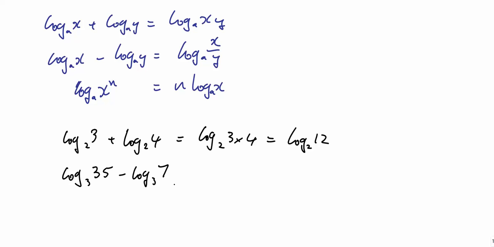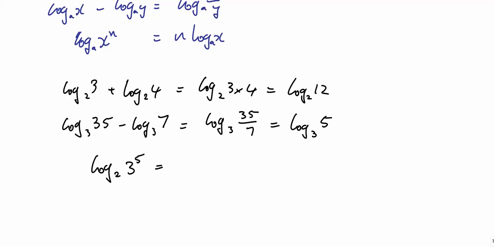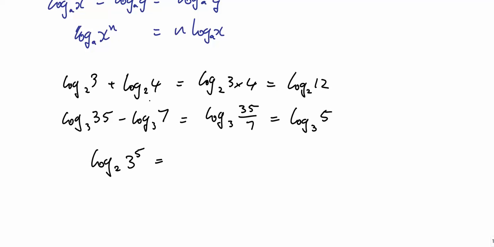Log 35 to base 3 minus log 7 to base 3 is equal to log 35 divided by 7 to base 3 by the second rule, the subtraction rule, so that would be log of 5 to base 3, 35 divided by 7. Log of 3 to the power 5 to base 2, by the third rule, log of x to the n is n log x, that is 5 log 3 to base 2.